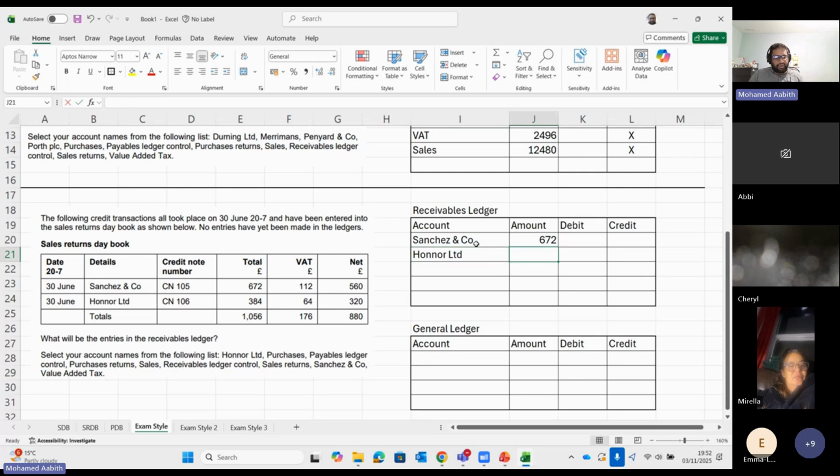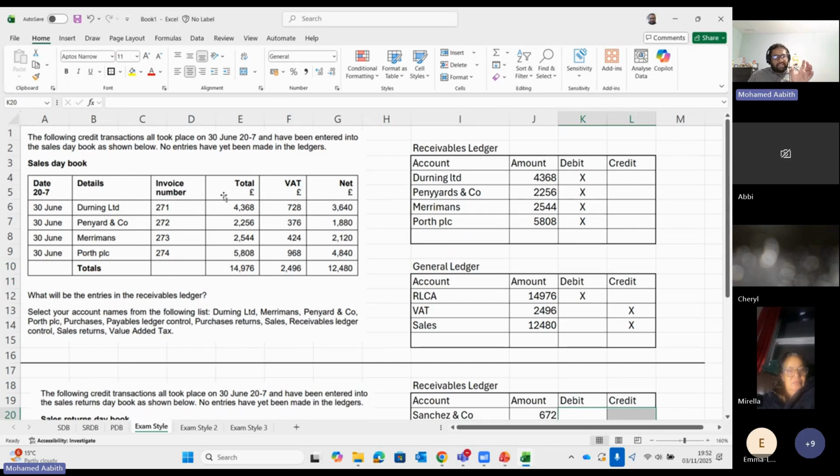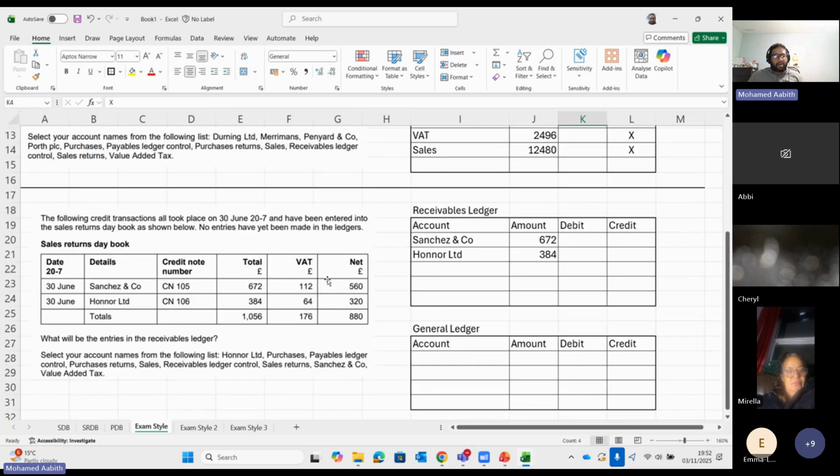And this is for £384. But where we're going to be entering our debits and credits, can you look at the logic again, guys? If your sales day book, all your customer details, the entries were on the debit side, for the sales return day book, do you think they can be on the same side? Absolutely not. It has to be the opposite side. So this is going to be credit entries. And here we're going to decide RLCA, VAT account, and sales returns, because it is the opposing entry.